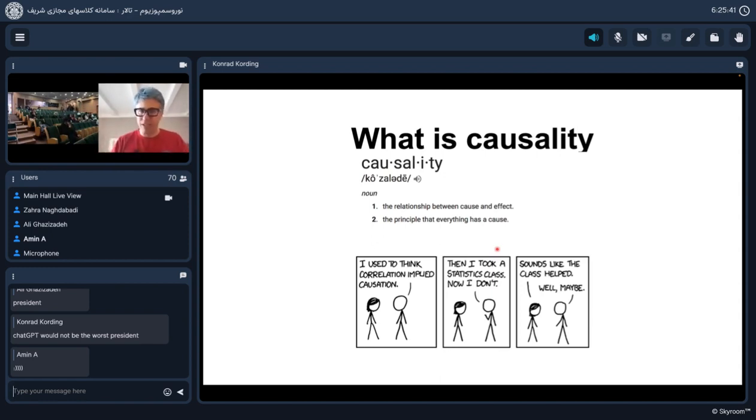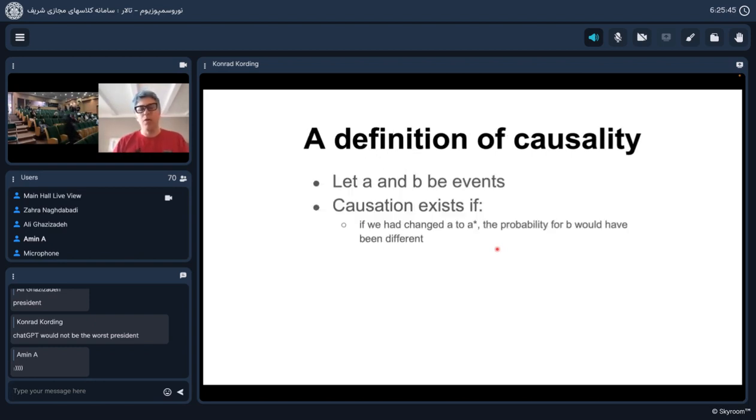But the broad definition is just the relationship between cause and effect, the principle that has a cause. But let's make this into a precise definition that we could meaningfully talk about. Let A and B be events. What I mean with events is maybe A is one neuron spikes at time t, and maybe B is the other neuron spikes at time t plus 1. It could be that A is I smoke, B is I get cancer.